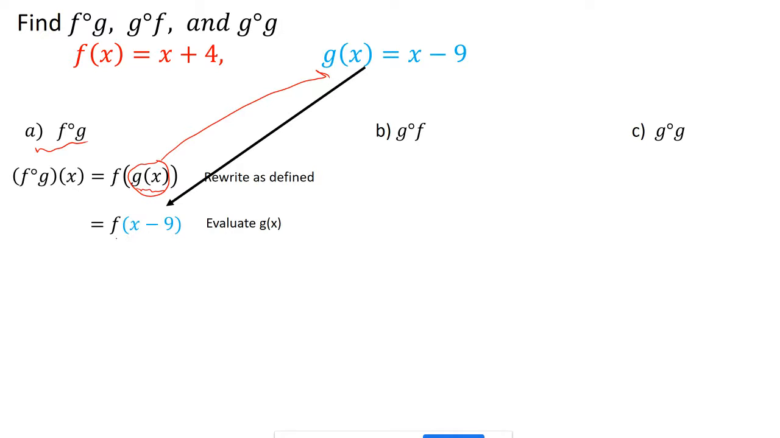So now we evaluate what this function is. So that's telling me to take this and plug it in for every x that I see up here in the function f.